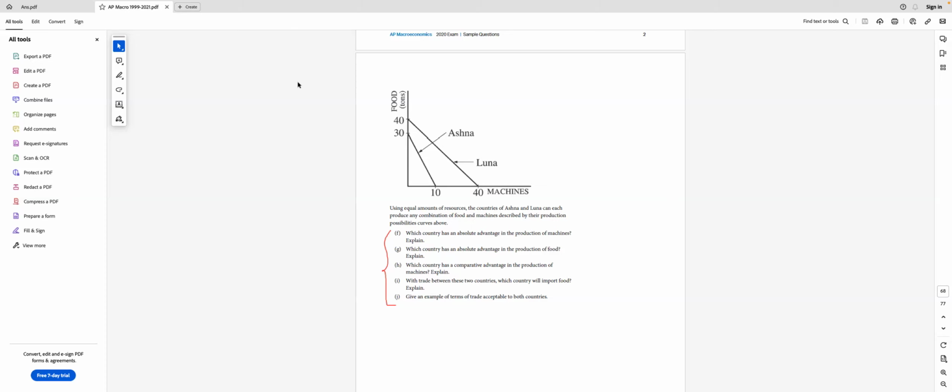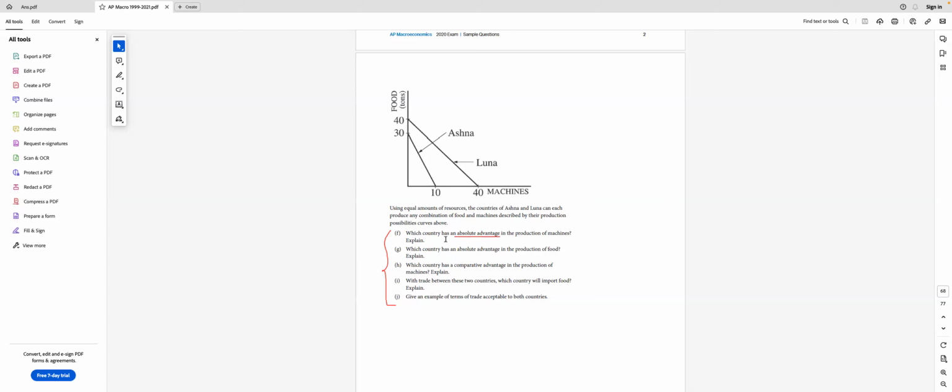Okay, let's do this one together. So you got your PPC, and two countries of PPC, China and Luna. So the first question asks which country has absolute advantage in the production of machines. The keyword really is absolute advantage. So what is absolute advantage?